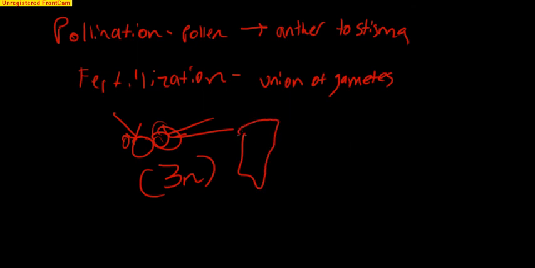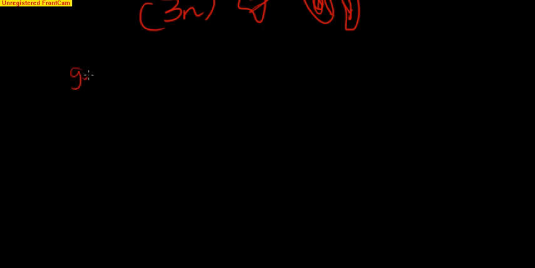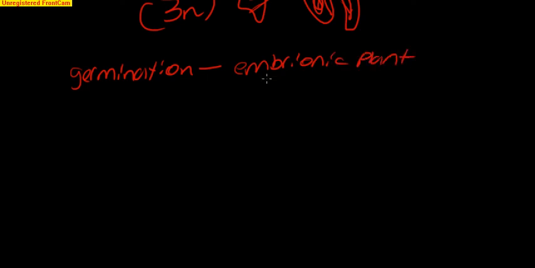If you have this, that's a terrible picture. If you have this and this, you have the two cotyledons there, and then this is basically the food that's made by that. Anyway, germination is the third. Germination is basically just when the embryonic plant begins its growth.